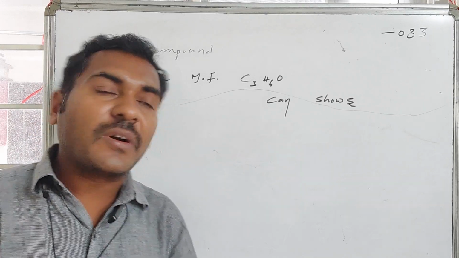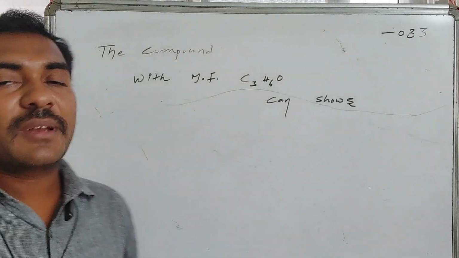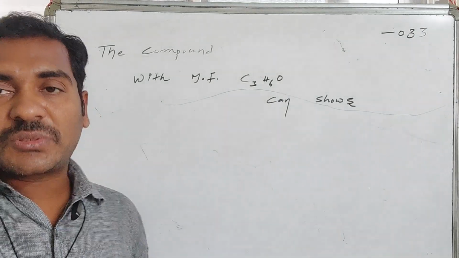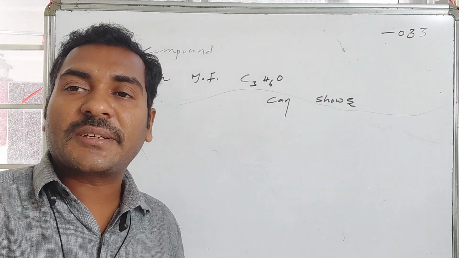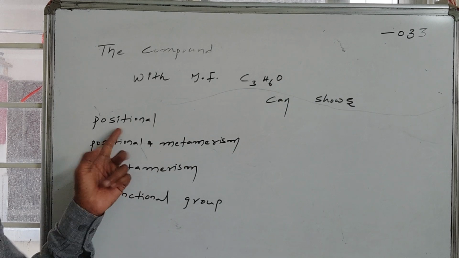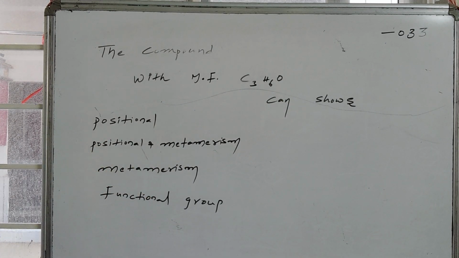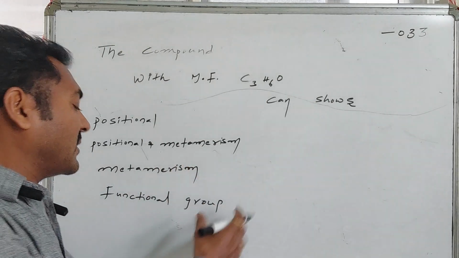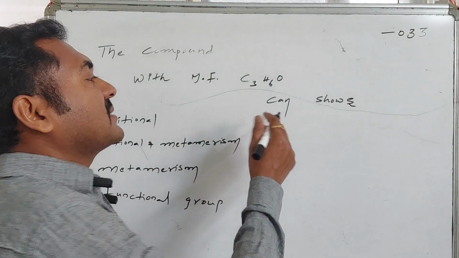Another question is framed to identify the type of isomerism possible with a given molecular formula, and the formula is C3H6O. A compound with the molecular formula C3H6O can show which type of isomerism? The options provided are positional isomerism, second one is positional followed by metamerism, next one is metamerism, and the next one is functional group isomerism. These are expected to be present as far as the molecular formula C3H6O is concerned.